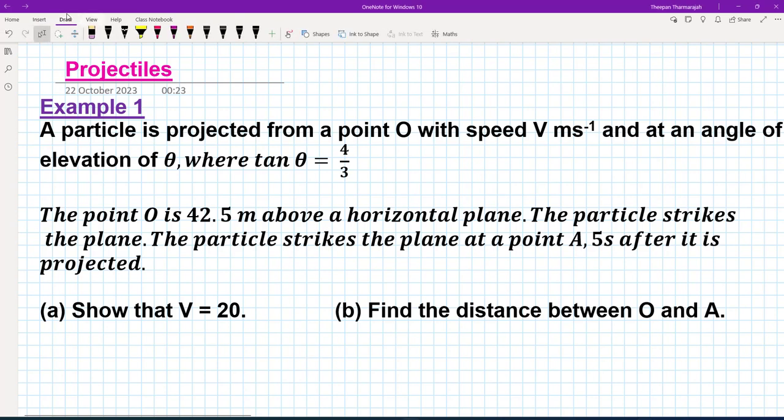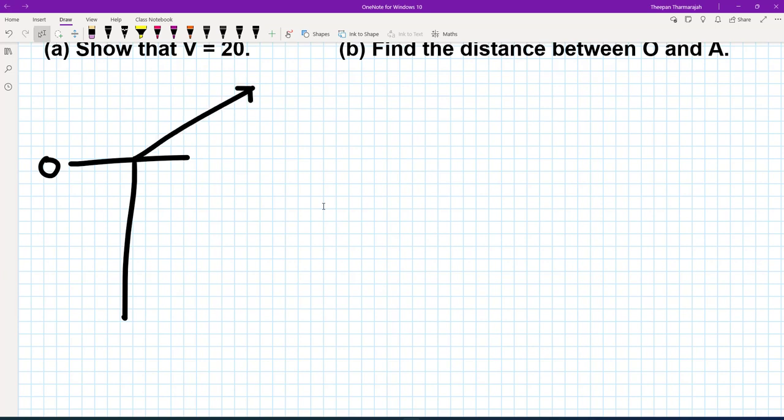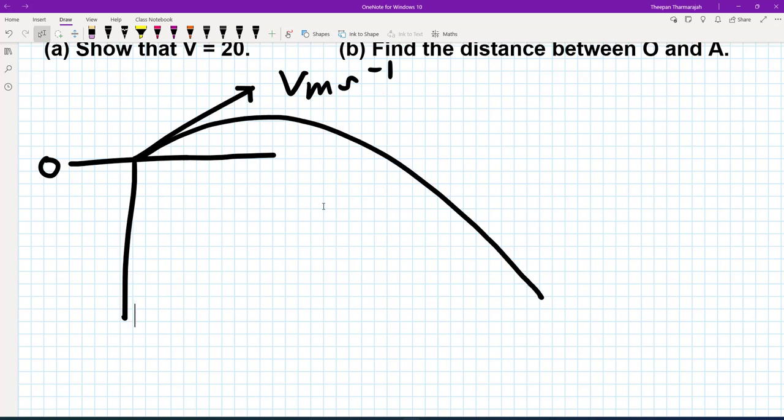So the first thing we ought to do in any mechanics question is to draw a diagram. So we're going to do that. We know it's starting off from a plane. This is the origin here, and then it's projected with a speed of v meters per second, and the projectile goes like that. Now I'm going to draw the horizontal distance like so, so we can visualize what's happening here.